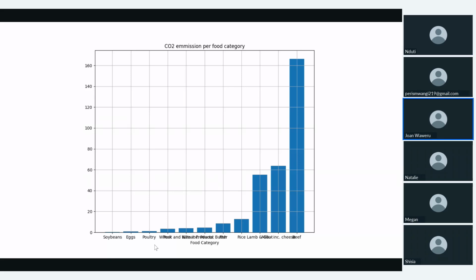John is saying descending order. Descending order. So he wants us to show the top, the highest to the lowest. Interesting. Anyone else?